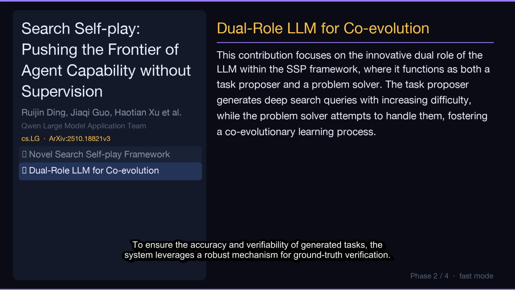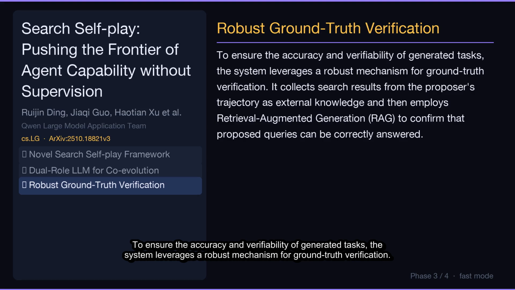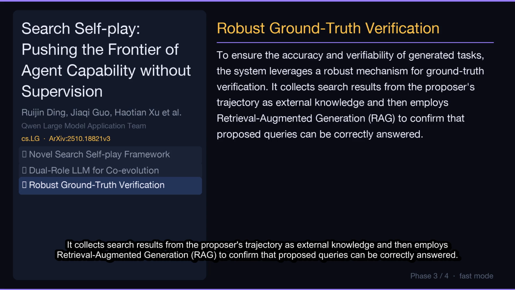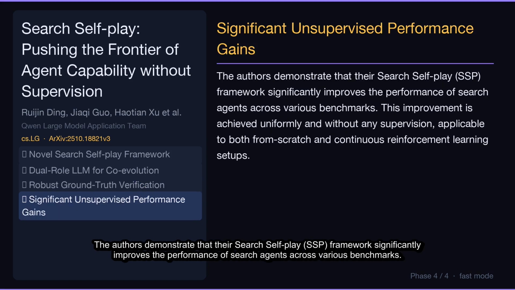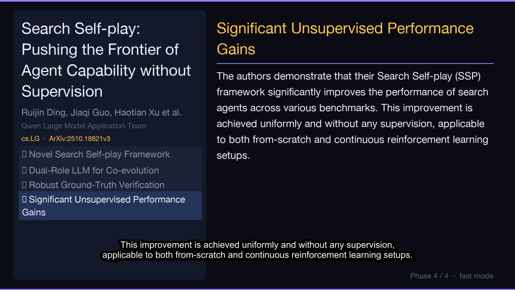coevolutionary learning process. To ensure the accuracy and verifiability of generated tasks, the system leverages a robust mechanism for ground truth verification. It collects search results from the proposer's trajectory as external knowledge and then employs retrieval-augmented generation, RAG, to confirm that proposed queries can be correctly answered. The authors demonstrate that their Search Self-Play, SSP, framework significantly improves the performance of search agents across various benchmarks. This improvement is achieved uniformly and without any supervision, applicable to both from-scratch and continuous reinforcement learning setups.